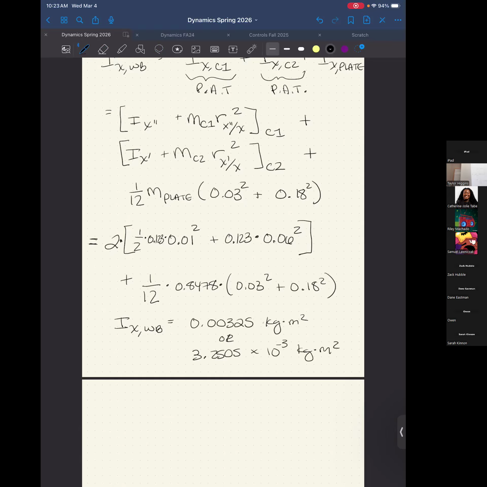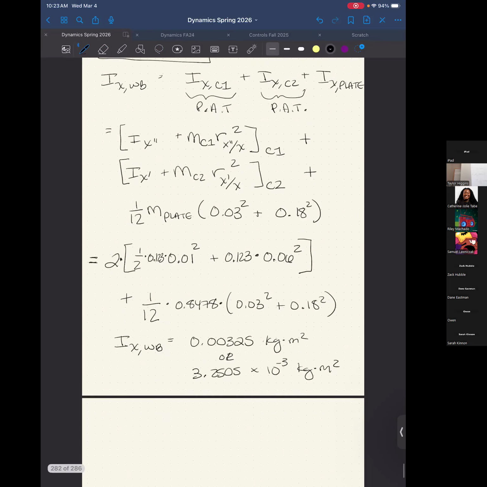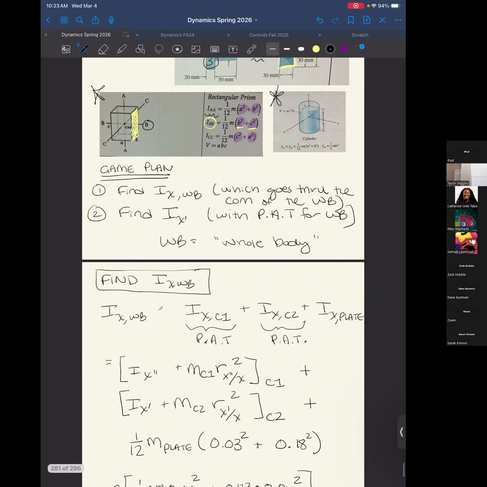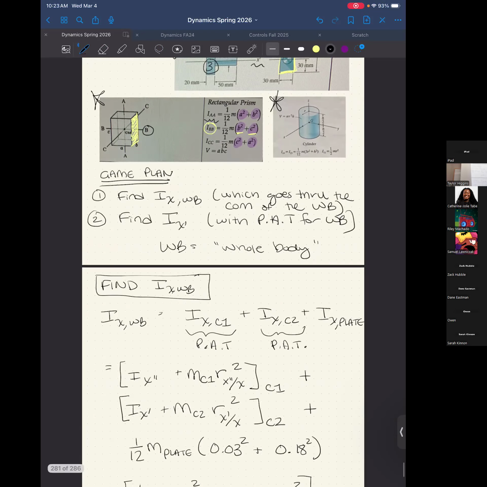Okay, but that's still not what the problem asked us for, right? We had a two-step game plan and we only executed the first step. So now we need to find I about x primed for the whole body using parallel axis theorem.